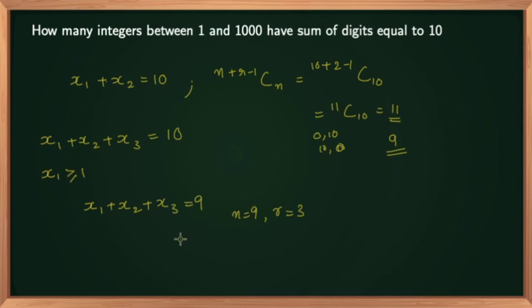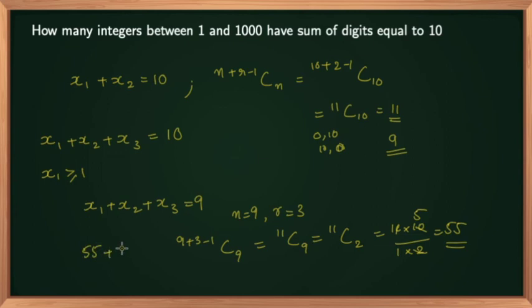So it will give us 9 plus 3 minus 1 C 9, which is equal to 12 minus 1, which is 11 C 9, which is also equal to 11 C 2. It will be 11 into 10 divided by 1 into 2. So that will give me 55, right? So the total possible cases is 55 plus 9, which is equal to 64.